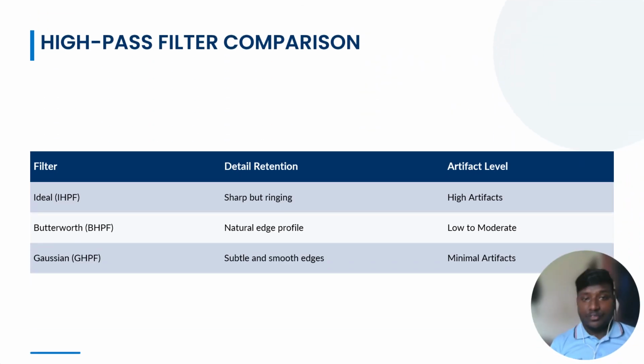In summary of sharpening, the ideal filter often distorts. The Butterworth is excellent for tunable sharpening. The Gaussian provides the most natural edge enhancement with the fewest artifacts.